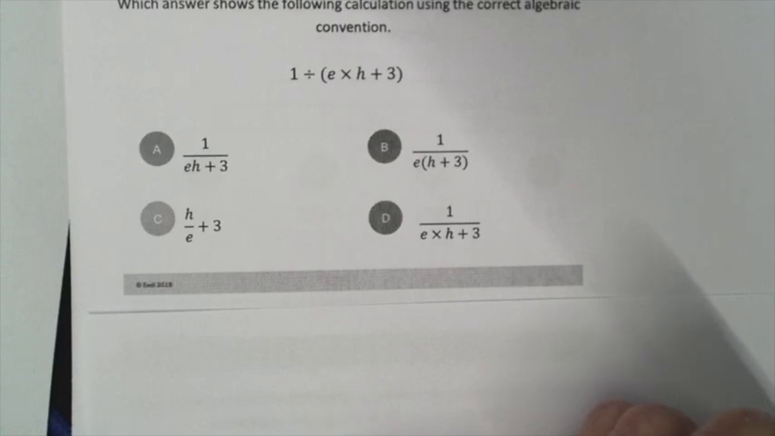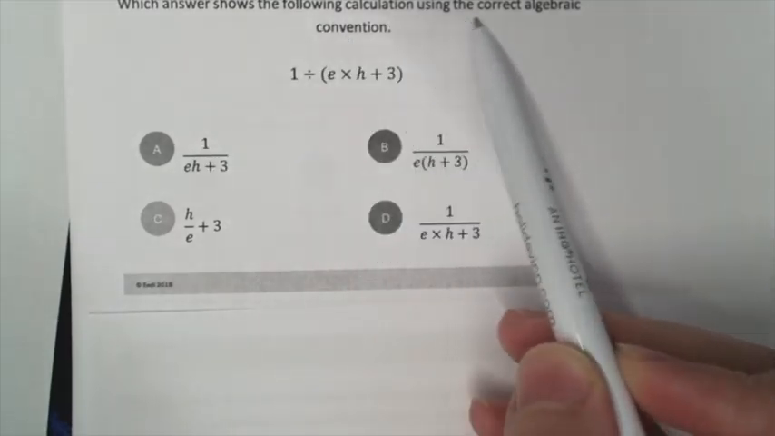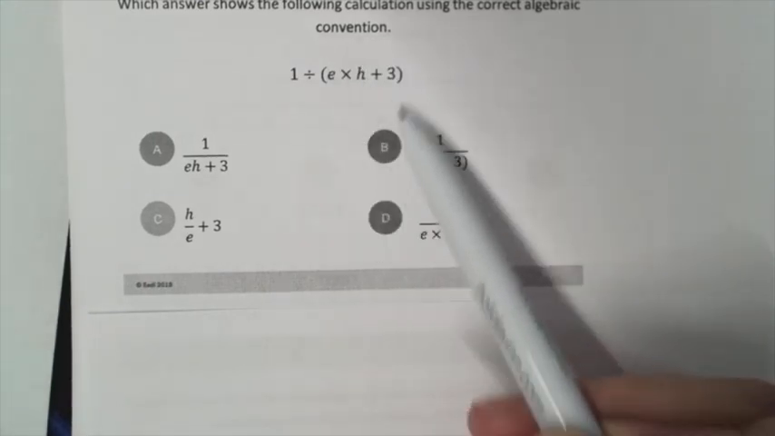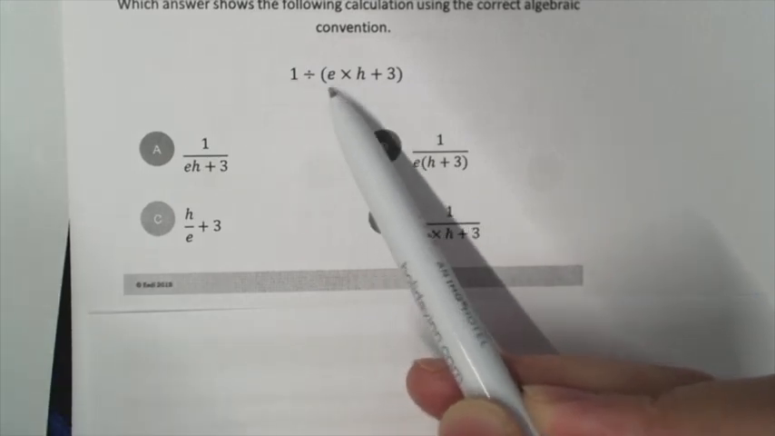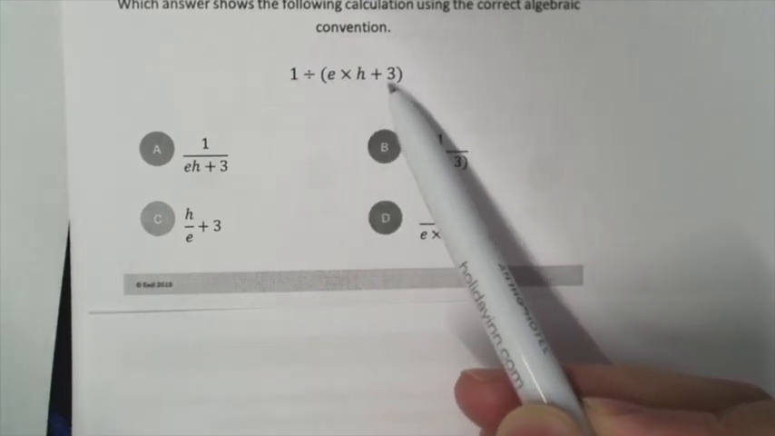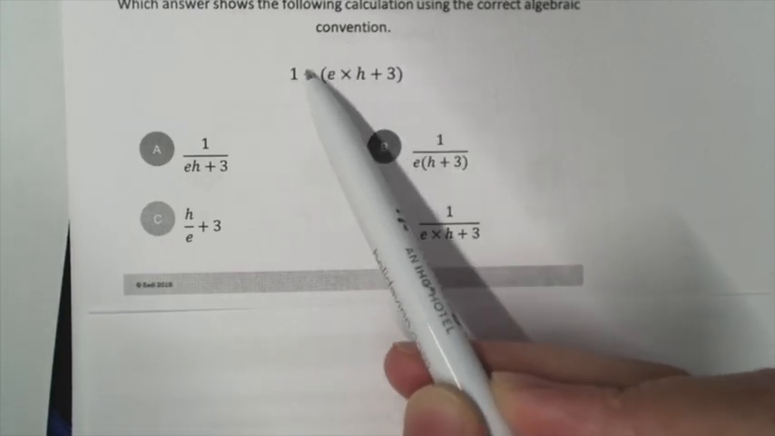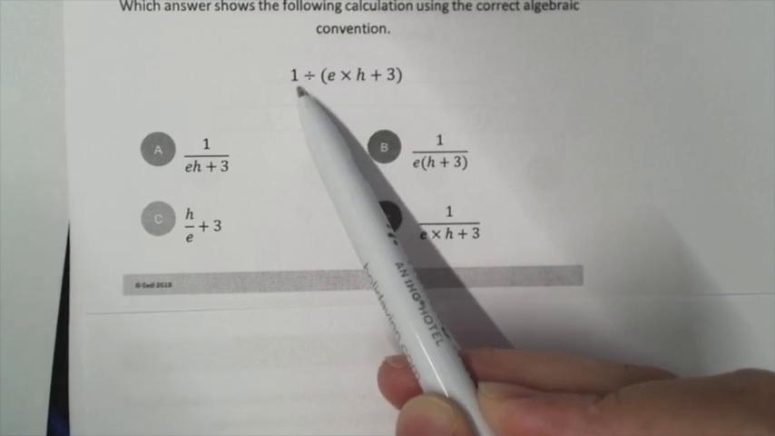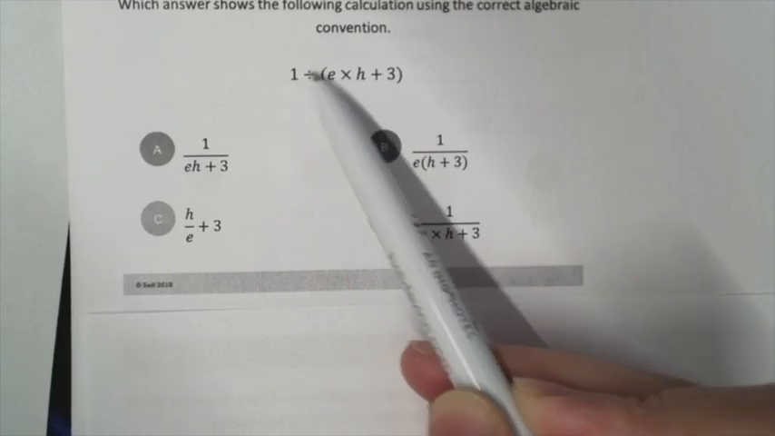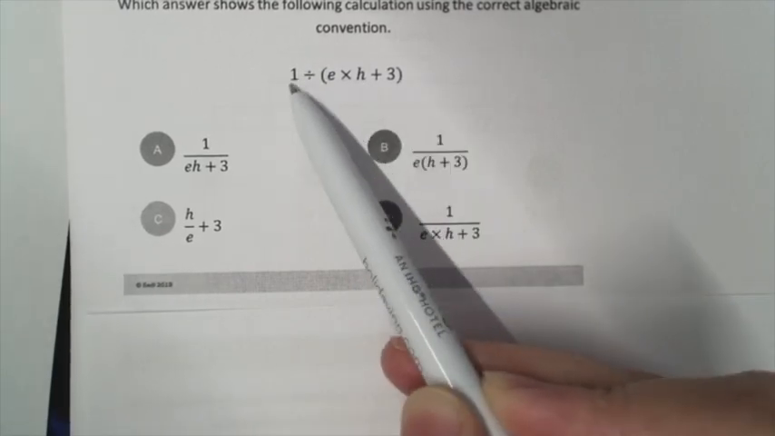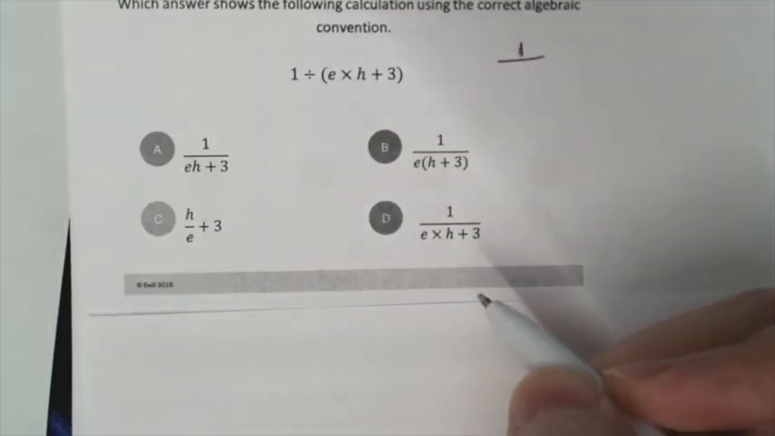And if we look at this question here, which answer shows the following calculation using the correct algebraic convention? So again, it's all about representing things algebraically. I have 1 divided by, and I've got brackets, e multiplied by h plus 3. What this really means is that everything on the left of the division sign here becomes the numerator, and everything on the right becomes the denominator, because I'm dividing 1 by everything else. 1 becomes the numerator, so that's 1 divided by everything else inside the bracket.